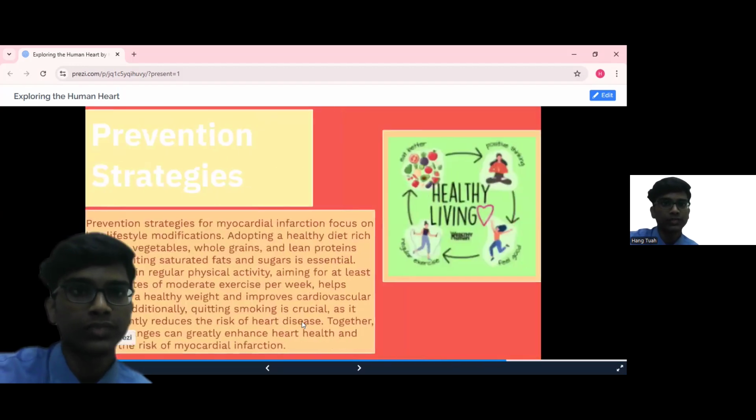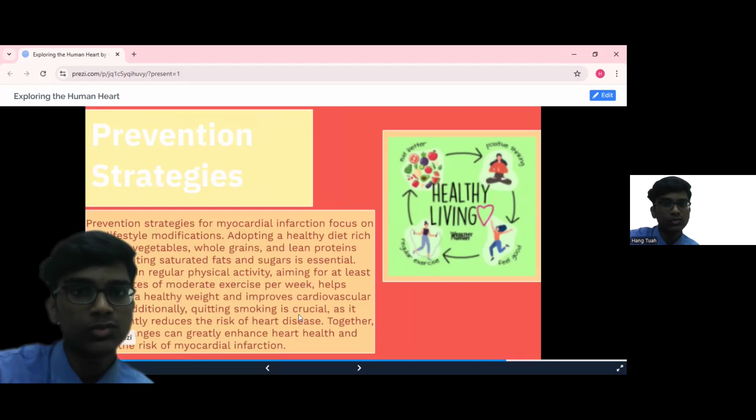So these are the prevention strategies for myocardial infarction, which is adopting a healthy diet rich in fruits, vegetables, whole grains, and lean proteins while limiting saturated fats and sugars are essential. Engaging in regular physical activity, aiming for at least 150 minutes of moderate exercise per week, helps maintain a healthy weight and improve cardiovascular health.